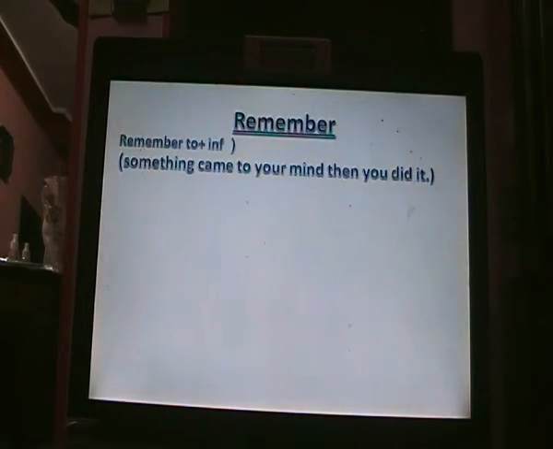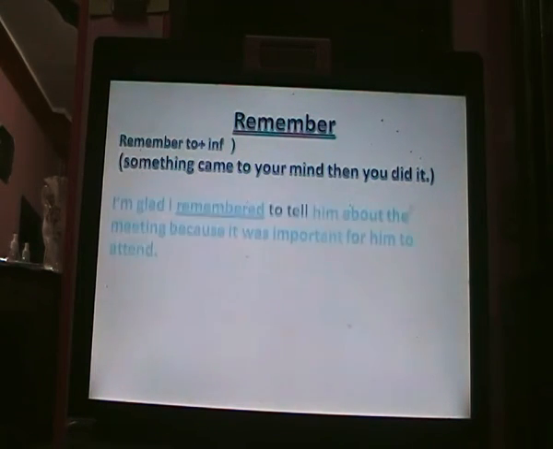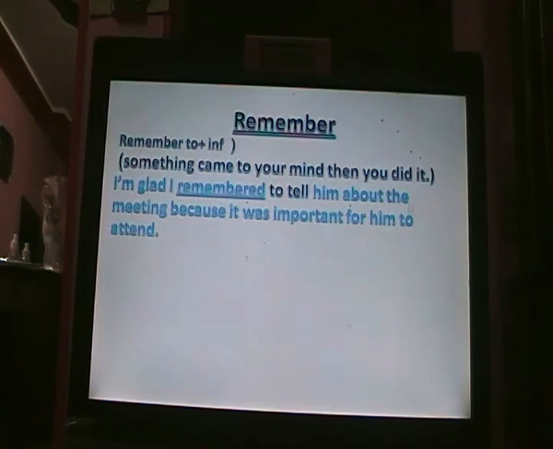Remember to plus infinitive. Something came to your mind, then you did it. حاجة جت على بالك وبعدين عملتها. Remember to plus infinitive. For example, I'm glad I remembered to tell them about the meeting. تذكر يقول له على الميتنج because it was important for him to attend. كان مهم عشان هو كان مهم ان هو يحضر الاجتماع.